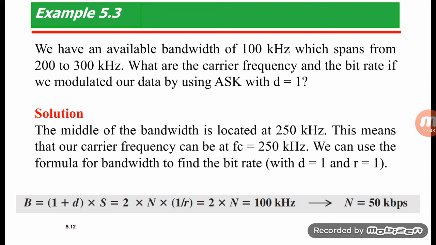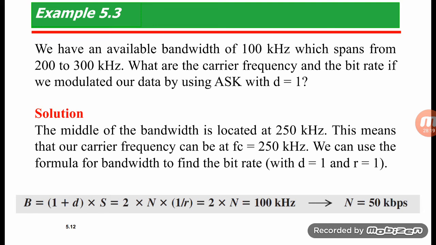So it starts from 200 and goes up to 300. This is what it shows. So what is FC? 250. So FC we know. Now B is given. How can I find N? We know the formula. B is equal to 1 plus D into S. B is given, which is 100. D is given, which is 1, so it becomes 1 plus 1. And S we have to find out. He's asking for N, so I can replace S by N.